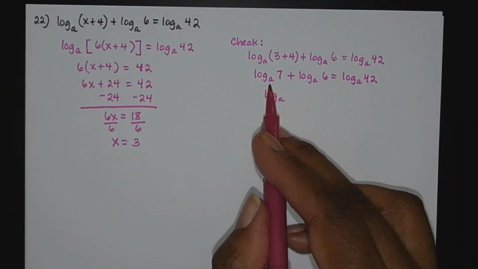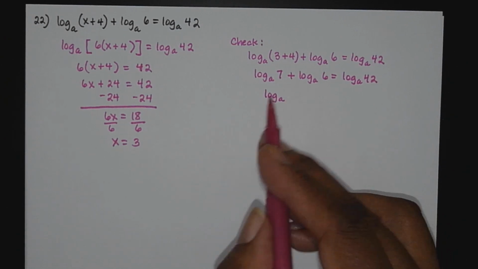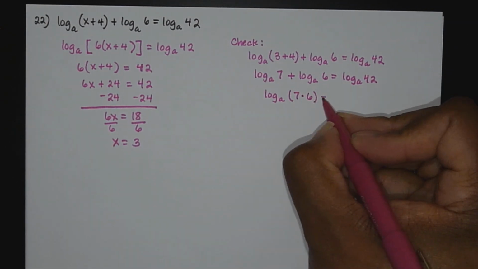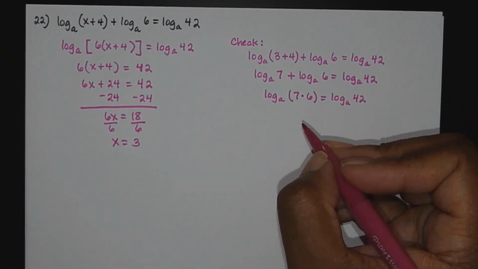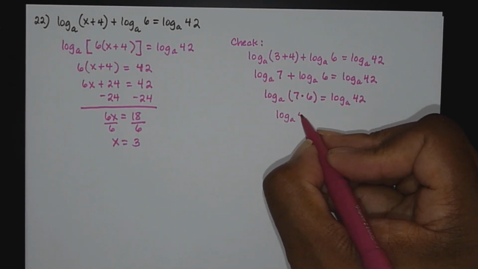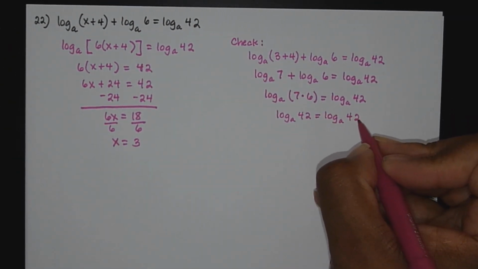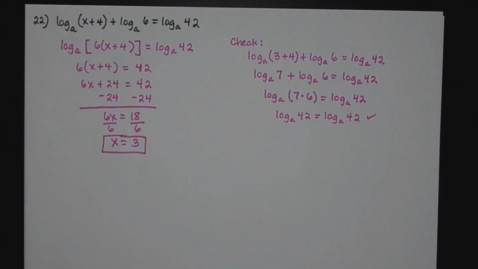Now, of course, the sum of the individual logarithms condenses as a log of the product. So I have log to the base a of 7 times 6 equaling log to the base a of 42. And then 7 times 6 will be 42, so it'll be log to the base a of 42 equaling to itself. So that checks. Which means x equals 3 is the solution to that logarithmic equation.